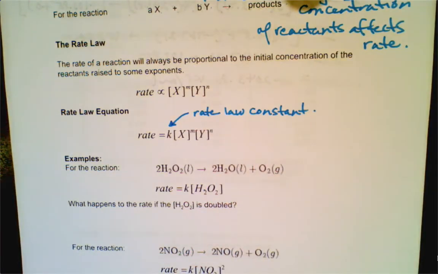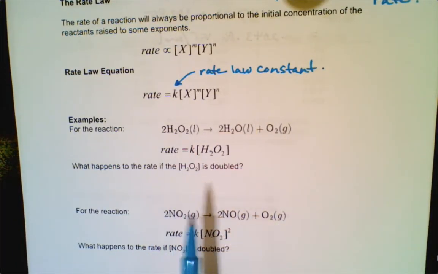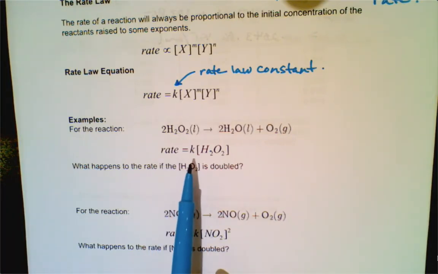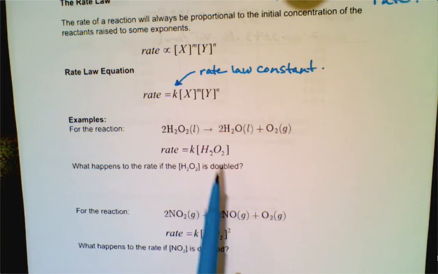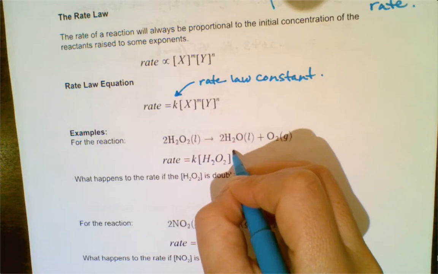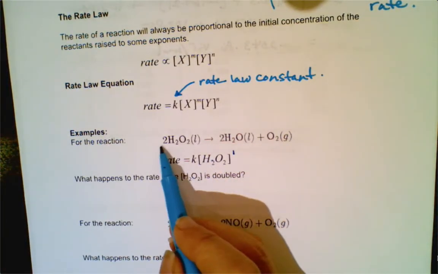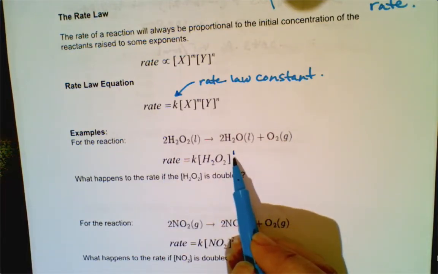So if we take a look at this first reaction of hydrogen peroxide decomposing into water and oxygen gas, we notice that the rate law that has been figured out experimentally looks like this, where the rate equals some sort of constant k times the concentration of that reactant. Now, in this particular case, the exponent was established to be a 1 experimentally. So we don't assume that the coefficient becomes your exponent, okay?